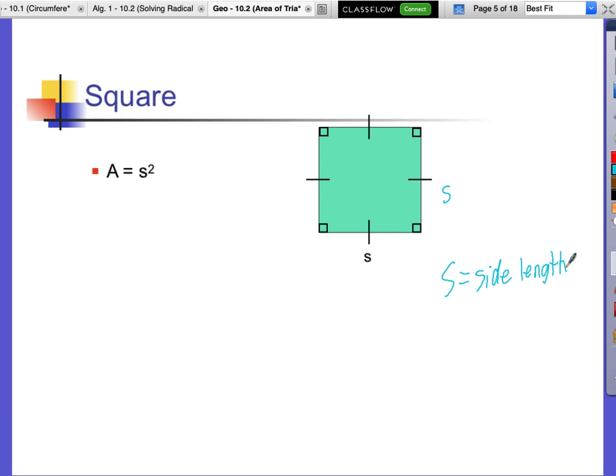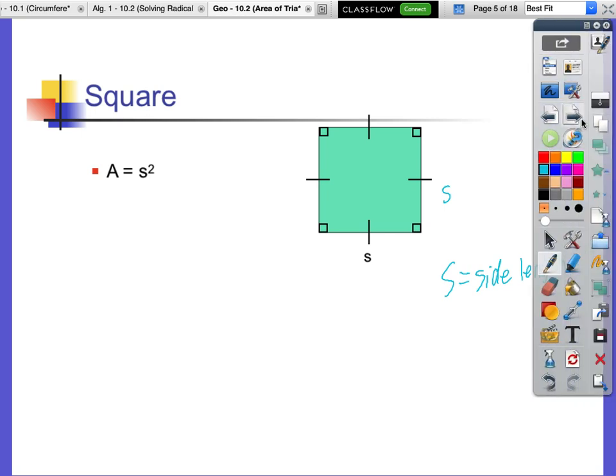Okay. Question on this one. Now, if you know the formula and you know a side, do you do any advanced math to figure this stuff out? No. Then you just plug it in and solve.